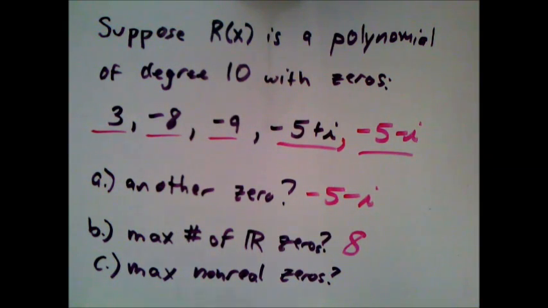So that leaves us with 7 that could be non-real possibly, but then think they come in pairs all the time, so I can't have 7. The most I could have would be 6.